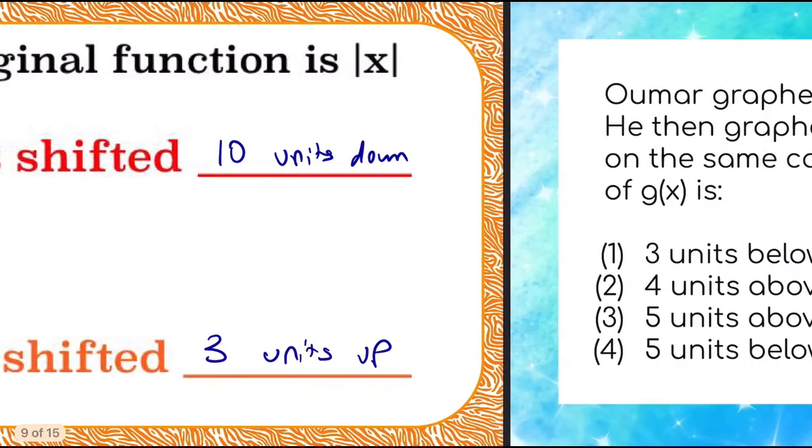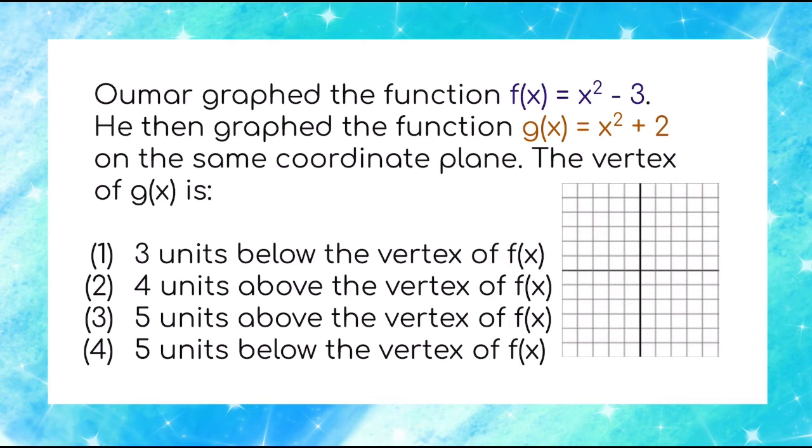Let's do a multiple choice question. This is very similar to a Regents question. I'll read it out for you. Read along with me. Omar graphed the function f of x equals x squared minus 3. He then graphed the function g of x equals x squared plus 2 on the same coordinate plane. Coordinate plane is just this. The vertex of g of x is, and then if you look at the choices, we have some options. Is it 3 units below, 4 units above, 5 units above?